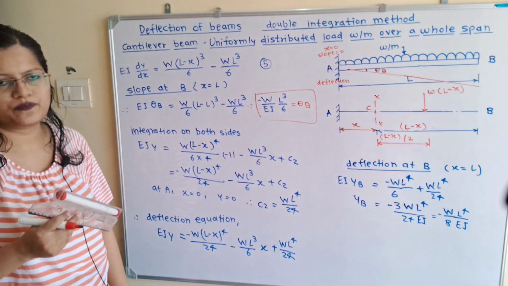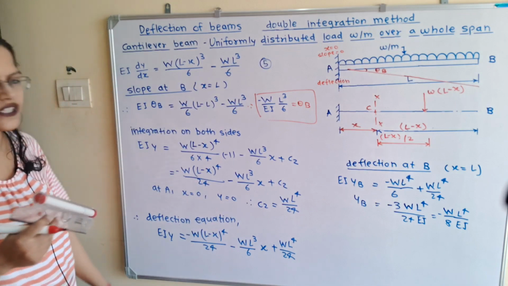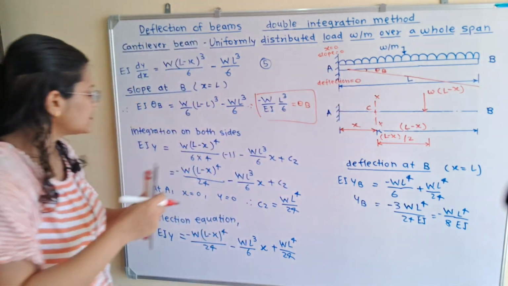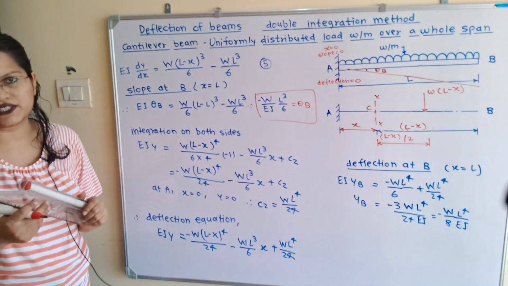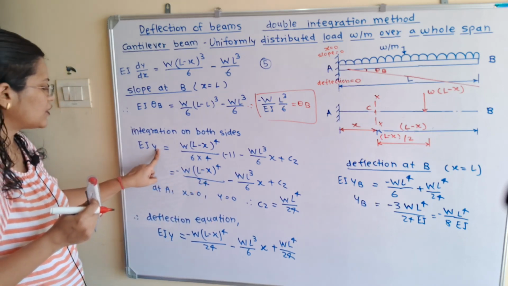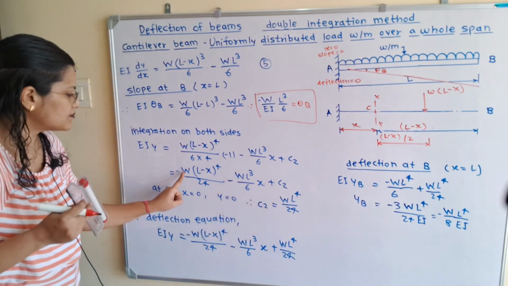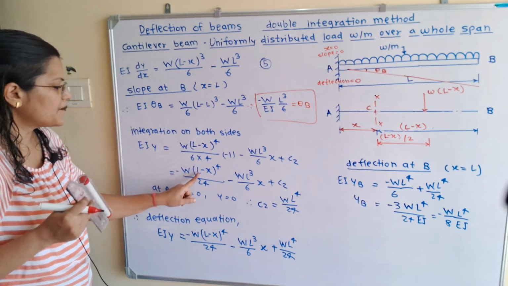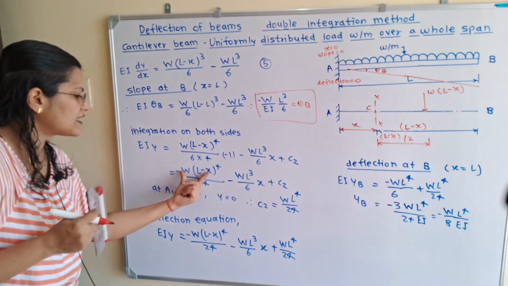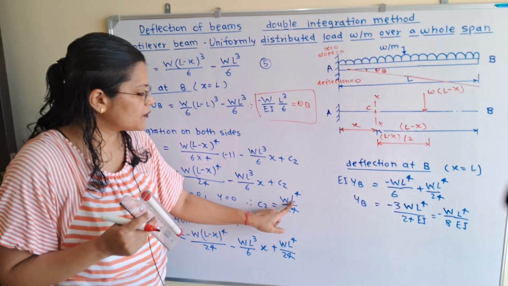So this minus sign, minus WL minus x raised to 4 divided by 24 minus WL cube by 6x plus C2. Now at end A, if we observe here, value of x is equal to 0, and therefore the deflection is also equal to 0, and in this equation y is known as deflection. So value of y is equal to 0. So when we put x is equal to 0, y is equal to 0, then we will get C2 is equal to. Now here this minus w by 24 and this x is equal to 0. So here L raised to 4. So we will get C2 is equal to, because we will transfer this term to the left hand side. So this minus term will become plus. C2 is equal to WL raised to 4 by 24.